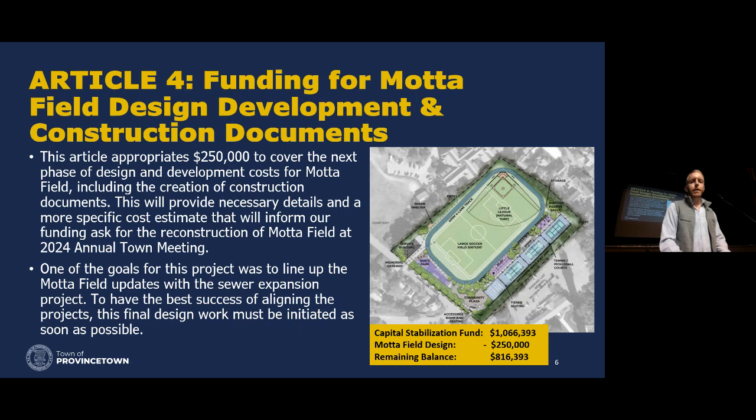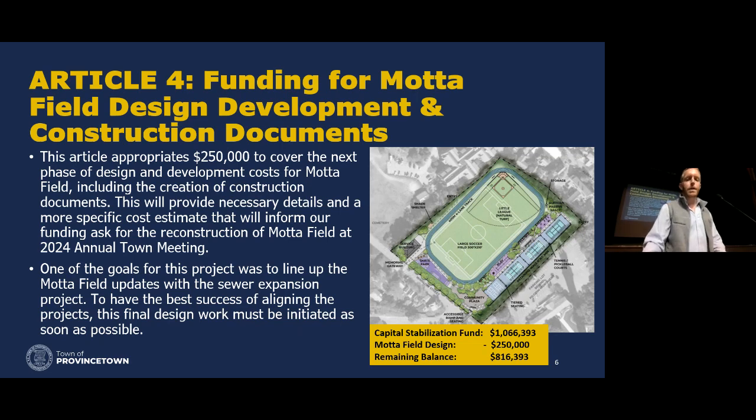Article 4 is coming from the Capital Stabilization Fund. So this is an article you would typically see at annual town meeting in the CIP. Given the timeliness and wanting to advance the design and construction documents for this project, we didn't want to wait until April to get a final design and a better estimate of the implementation plan for the Mata Field master planning process. And so this article would appropriate $250,000 to cover the next phase of design and development costs for the Mata Field, including the creation of construction documents.